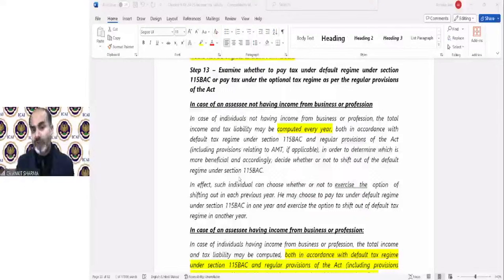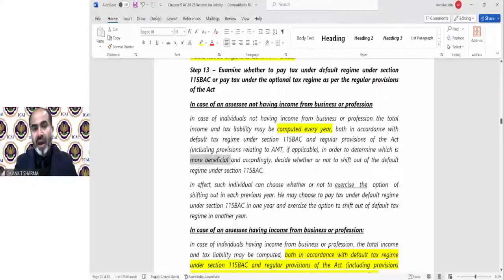So the provision says in case of individuals not having income from business or profession, the total income and the tax liability may be computed every year, both in accordance with the default tax regime and the regular tax provisions. You can calculate your tax liability as per both provisions, and the option having the lower tax liability, you can opt for it. Fine. In order to determine which is more beneficial and accordingly decide whether or not to shift out of that scheme or not.